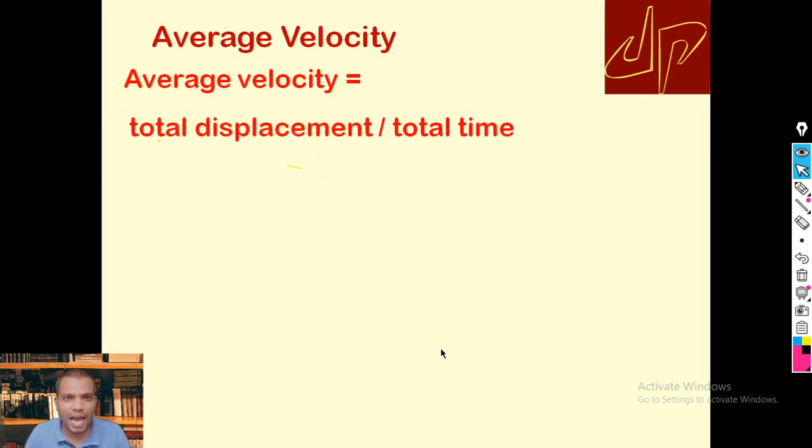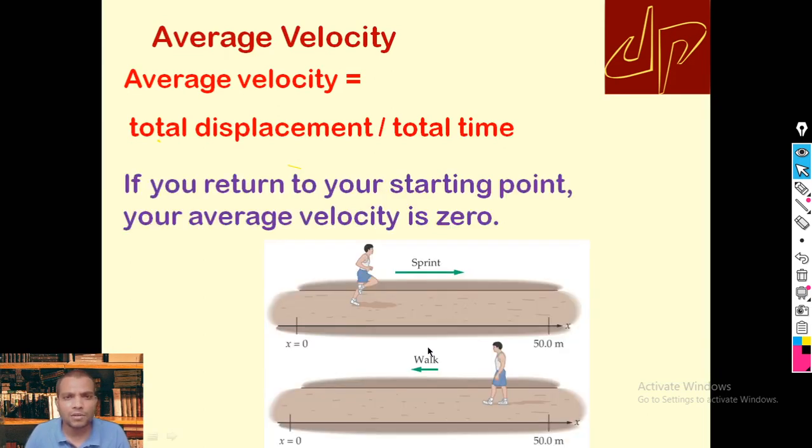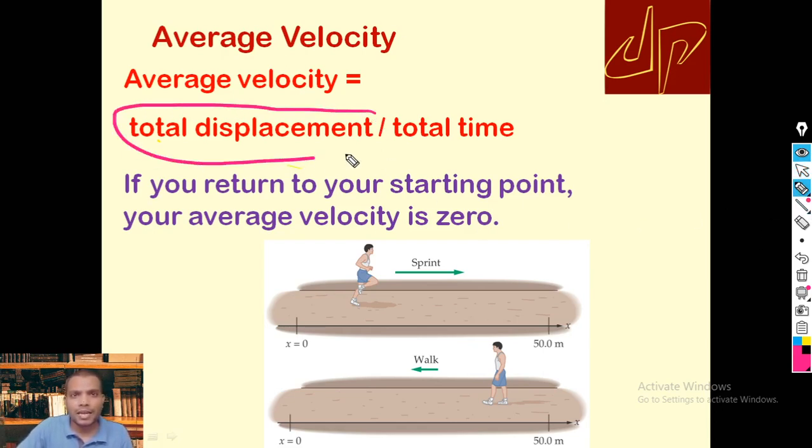So let's define average velocity. Just like how we defined average speed, the average velocity is nothing but the total displacement by total time taken. So be careful when we are dealing with displacements, because displacement is direction sensitive. To calculate average velocity, we need to calculate total displacement upon total time.